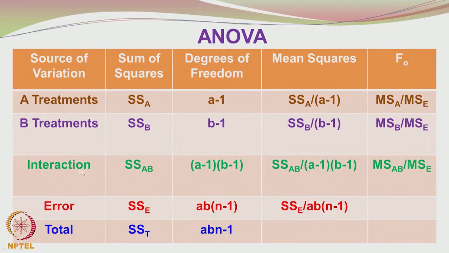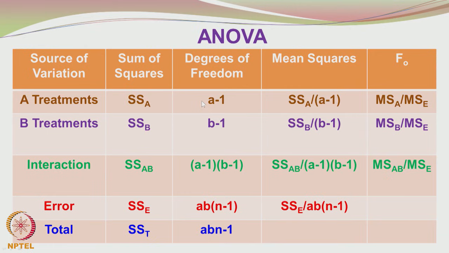By now, we know what is meant by an ANOVA table. So, we have listed the source of variation, A treatments, B treatments, and then the interaction between the two treatments. The difference between the earlier ANOVA table and the current one is that now we are dealing with two variables, and we also have to consider the interactions between the two variables. So, we find the sum of squares of the deviations for the A treatment, for the B treatment, and also for the interaction.